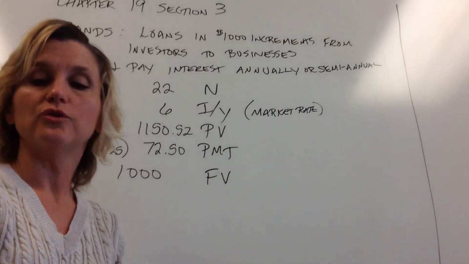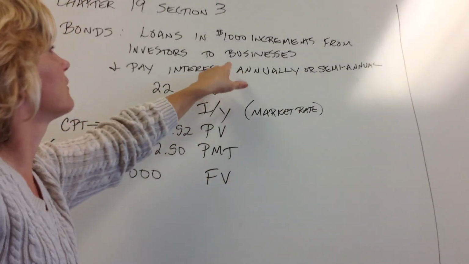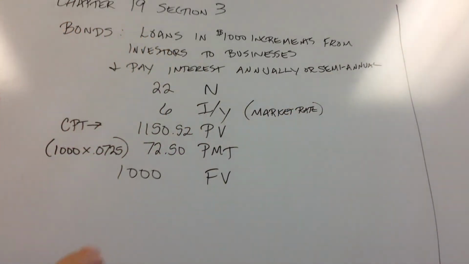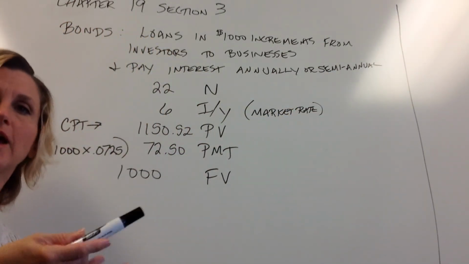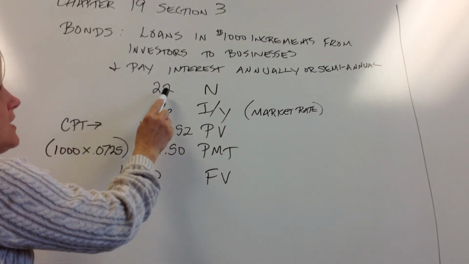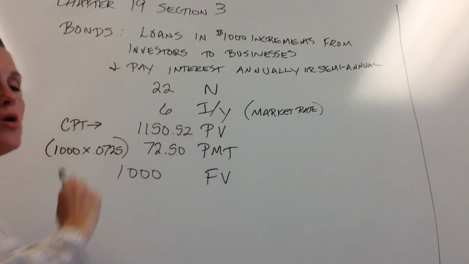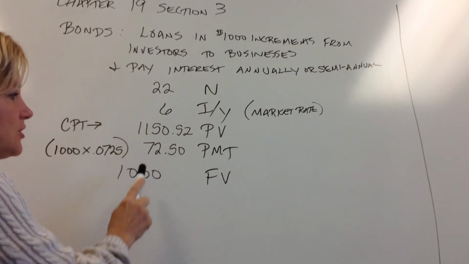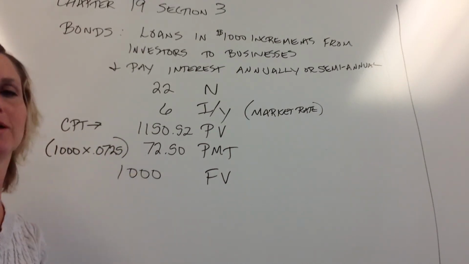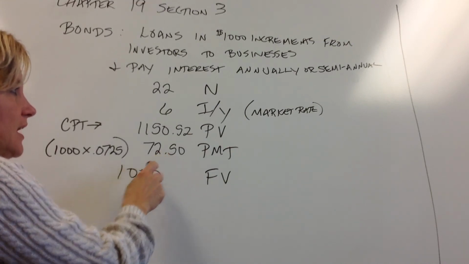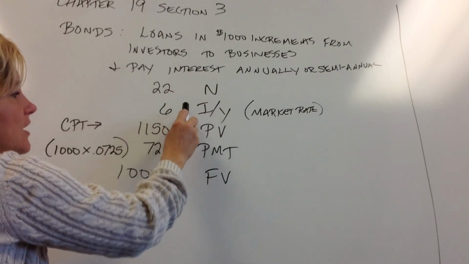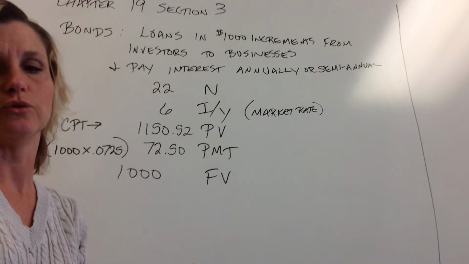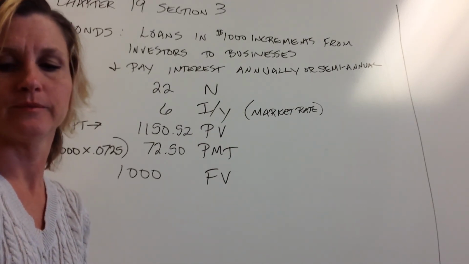Now I will warn you, you could also have them semi-annually. So like I say up here, if they are semi-annually, then you have to go back to our time value of money rules where we say we're going to take our N and multiply it by 2. We're going to take our IY and divide it by 2. And then we're going to take our payment and divide it by 2. Because right now this is an annual payment. So that's annual, annual, and annual. So all 3 of those would have to be divided by 2 if you had a semi-annual one.